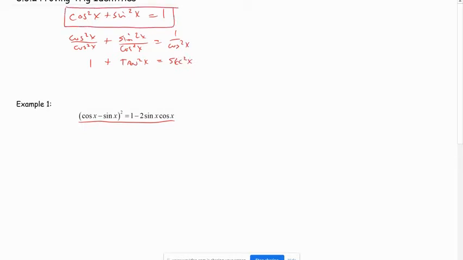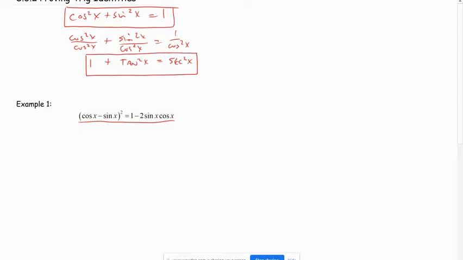If you divide everything by cosine squared, you would get cosine squared x over cosine squared x plus sine squared x over cosine squared x equals 1 over cosine squared x. And if we simplify, we get 1 plus tangent squared x equals secant squared x. So that's another Pythagorean identity. So we have this one, that's the primary Pythagorean identity, and then we have this one.